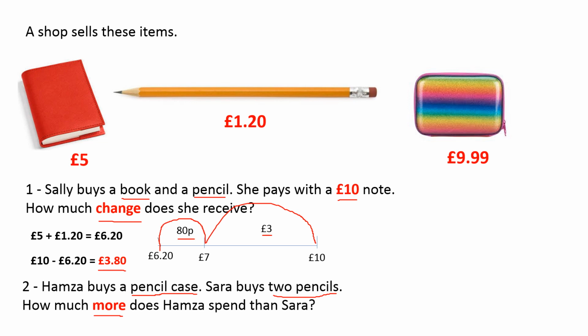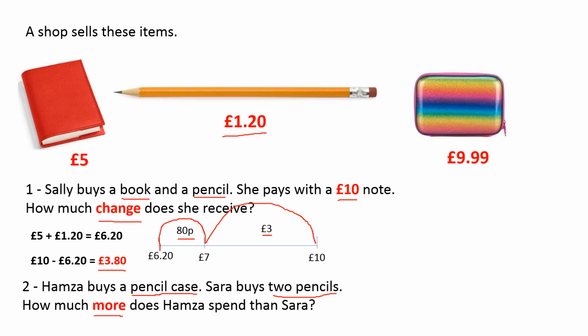And Sarah buys 2 pencils. You now have to think, one pencil costs £1.20. So how much does 2 pencils cost? You could just times that by 2. Or you can just add £1.20 plus £1.20. So remember, multiplication is repeated addition. So that would be £2.40. So we can use our number line again to help us.